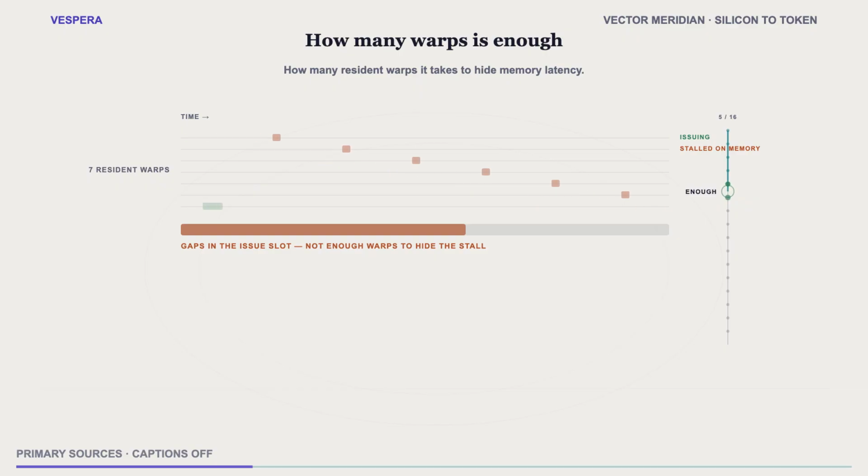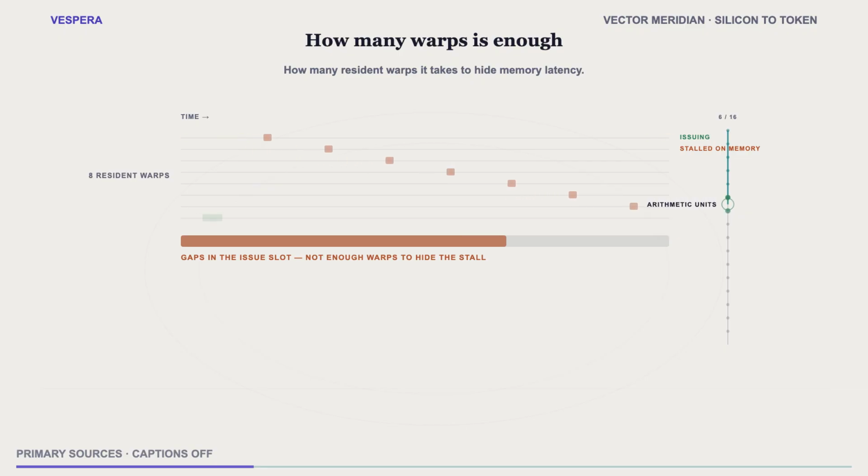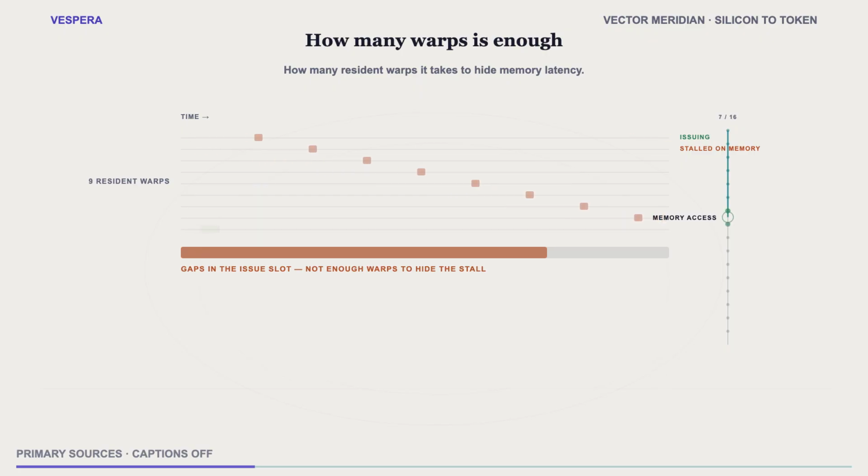The thing that is too pessimistic is the assumption that a warp issues 1 memory operation and then has nothing to do. Real code does arithmetic between loads. If a warp performs, say, 10 arithmetic instructions per memory access, then each warp covers 10 cycles of the stall on its own, and you need roughly 40 warps to cover 400 cycles. 40 warps is in the realm of what hardware actually supports. A multiprocessor typically holds up to 64.